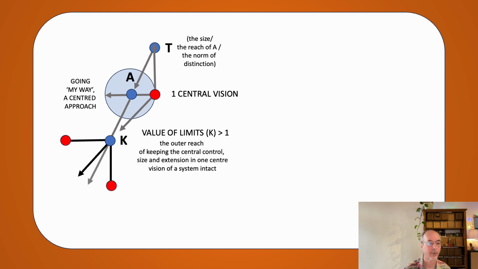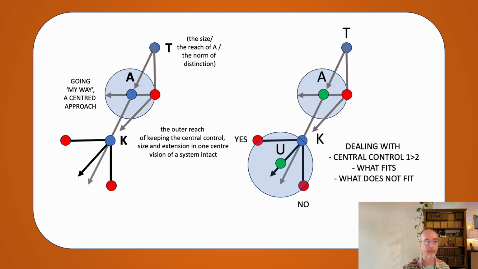So the value of limits of K will be larger than 1, and if we want to keep control of everything, we have to split our vision into these options. A certain part has to be left in, another part has to be left out. As soon as we know the balance between these yeses and nos, we have a central control, because we know what fits and what does not fit, and that's the next level, the next letter, the letter U.